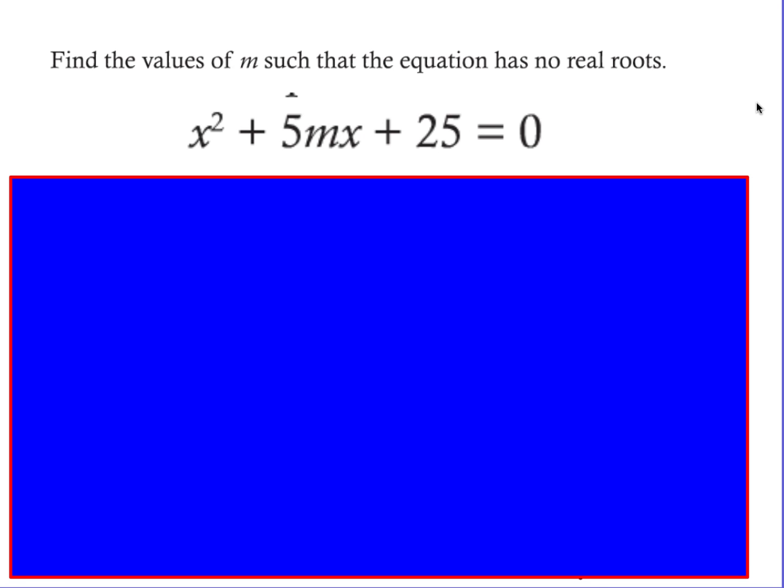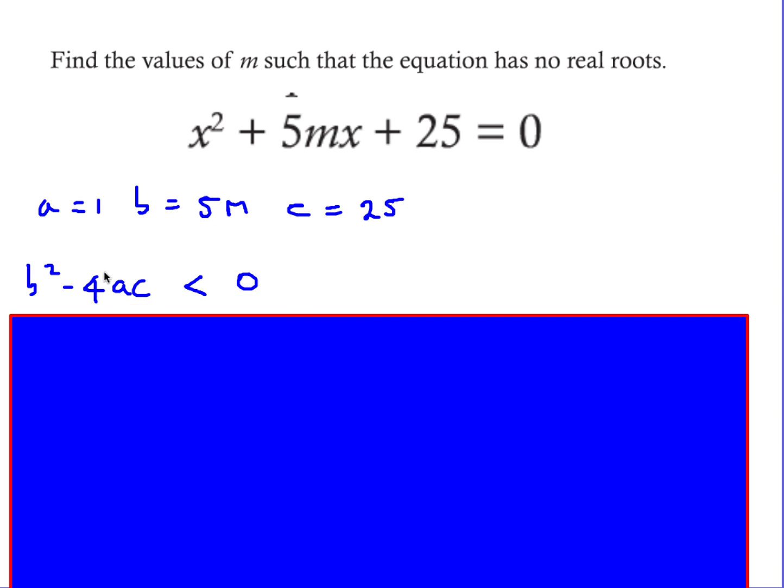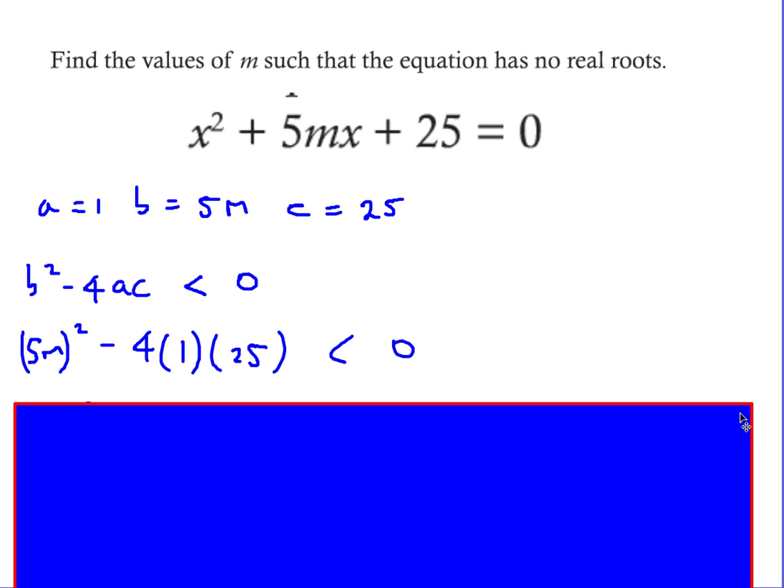Okay, next one. No real roots. Well, no real roots, I know that b squared minus 4ac must be less than 0. Let's have a look. A is 1 this time, b is 5m, c is 25. Stick it into my formula.